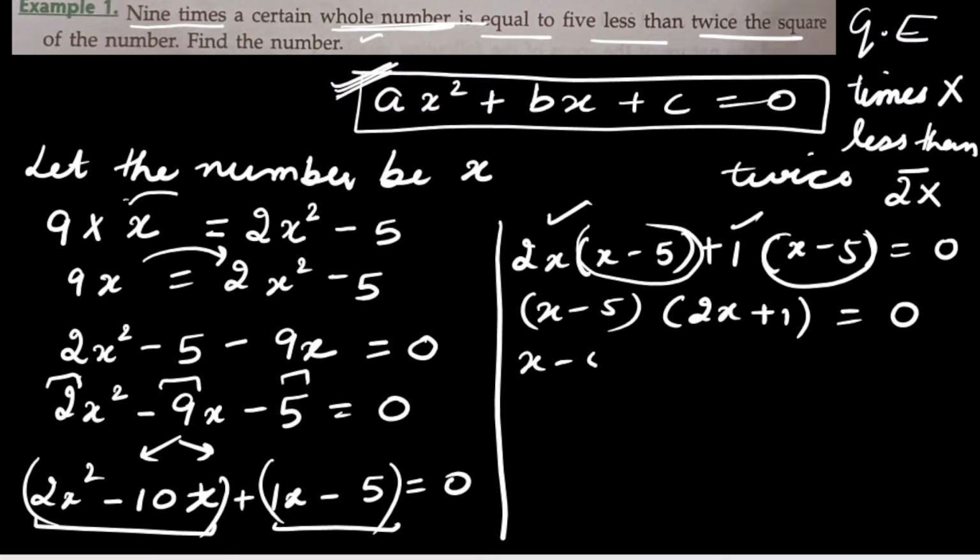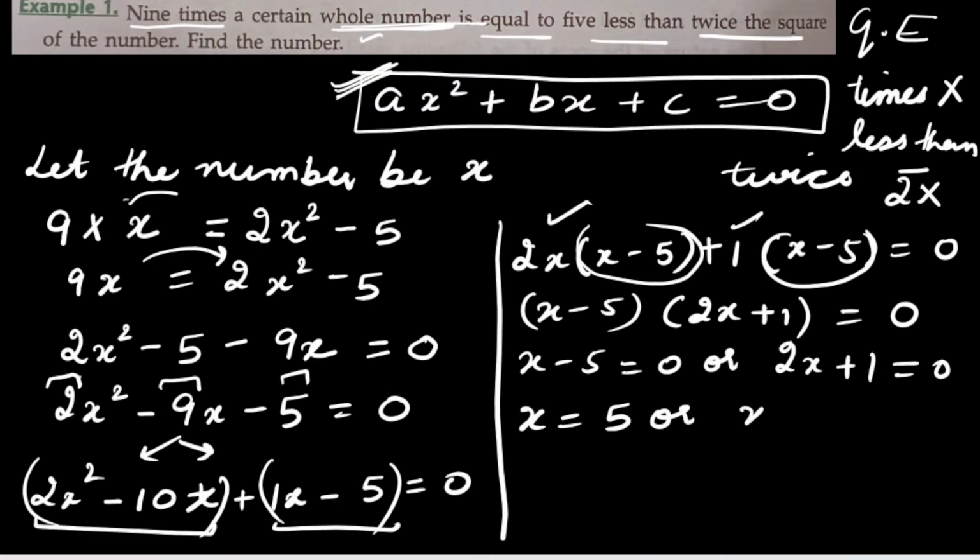So either x minus 5 equals 0 or 2x plus 1 equals 0. If we solve for x, we get x equals 5, or x equals minus 1 by 2. But it's given in the question that x is a whole number. So when you are writing your answer, it should match the given situation. Among these, the whole number is only 5.